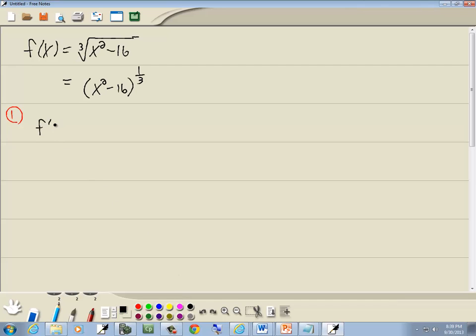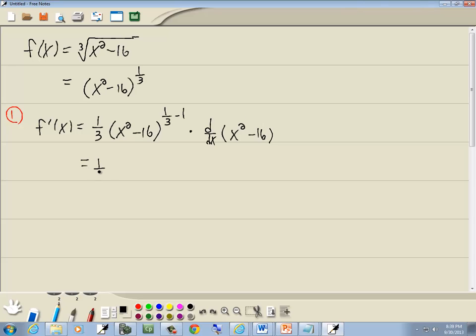Now, this is going to be the chain rule, specifically a general power rule. We've got parentheses to a power. If you've got parentheses to a power, you take your power and put it out in front. What's inside the parentheses remains as is. Lower your power by 1. And then you multiply it times the derivative of what's inside your parentheses, which is the x squared minus 16.